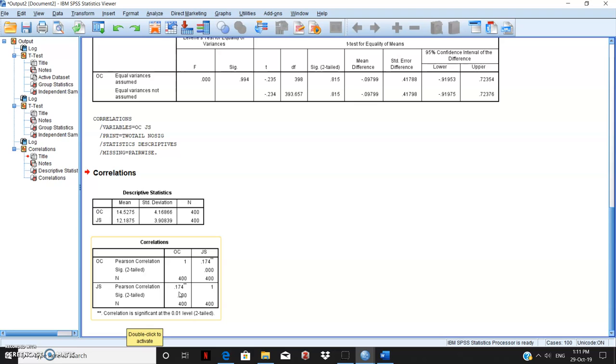I hope it has become clear to you how to do the t-test as well as the correlation. In the next video, we will be seeing how to do the one-way ANOVA test using the SPSS.